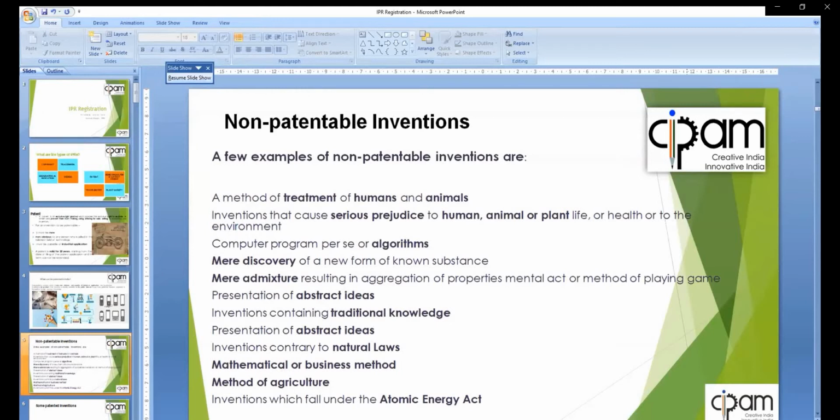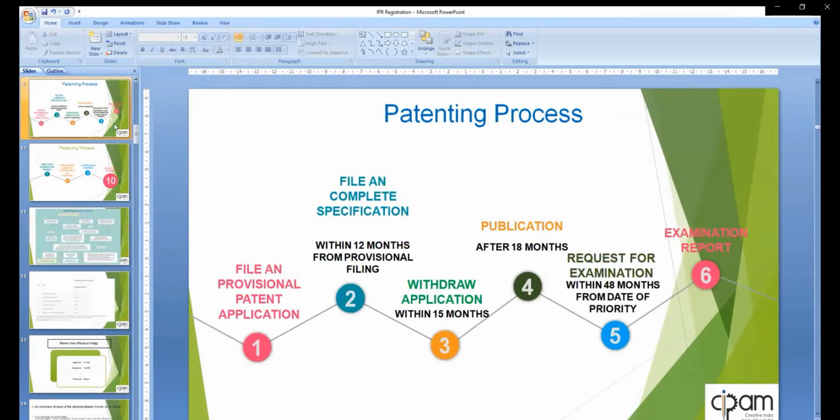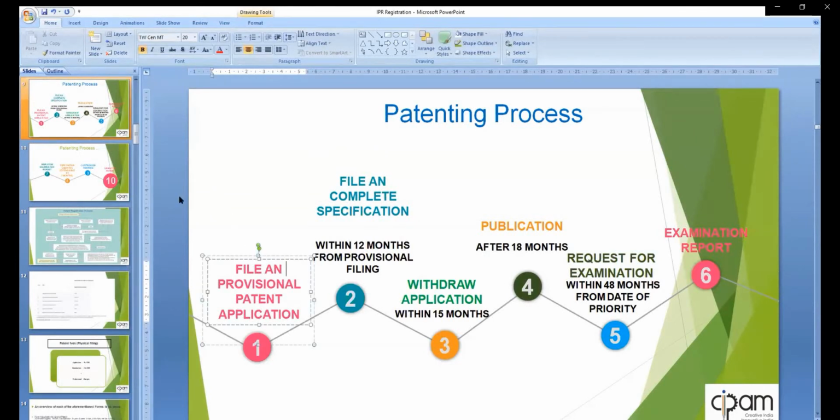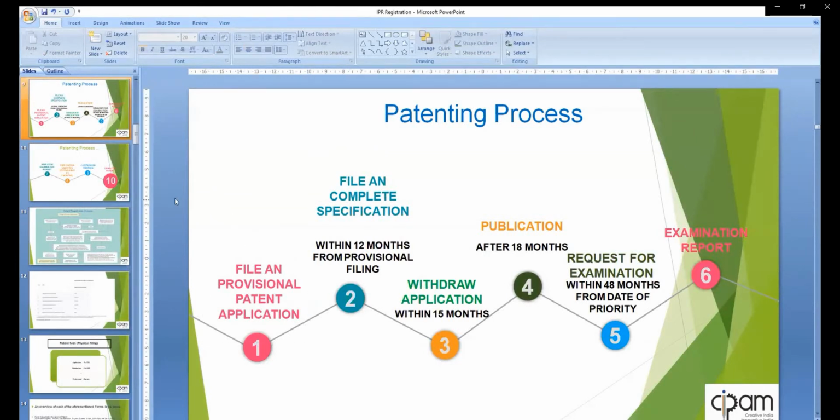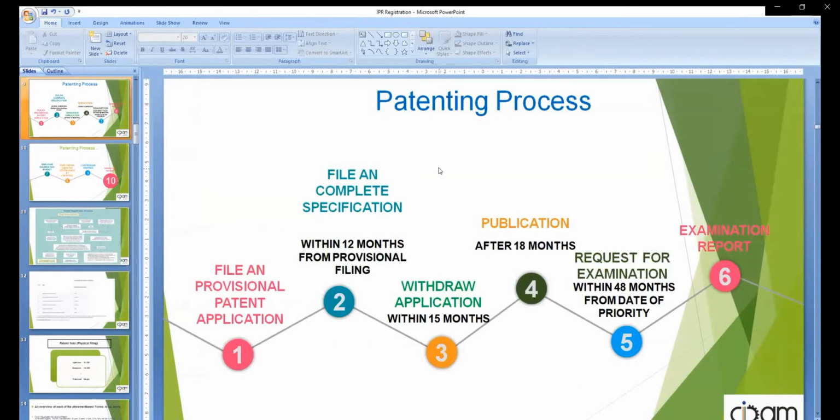Ma'am, your slide is not changing. Has it changed? My slide has changed. No, it is not changing. You are on the slide about non-patentable inventions. Yeah, now it has changed. Okay. Ma'am, please be a little louder. Am I audible now? Audible, but I would request everyone to increase the volume, they can increase their volume. I have increased mine. And is the slide okay? Yeah, this slide is okay.